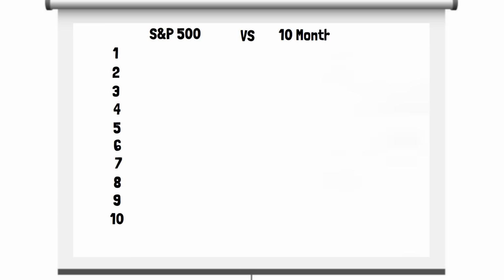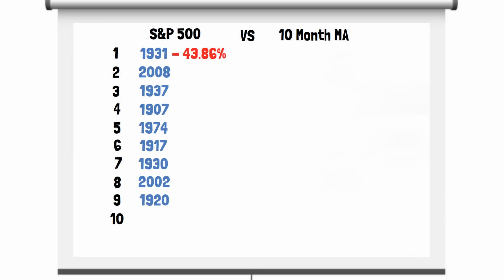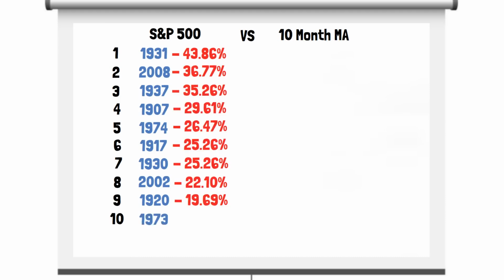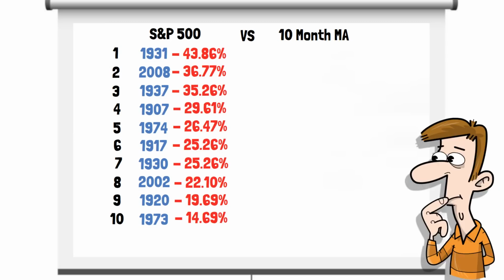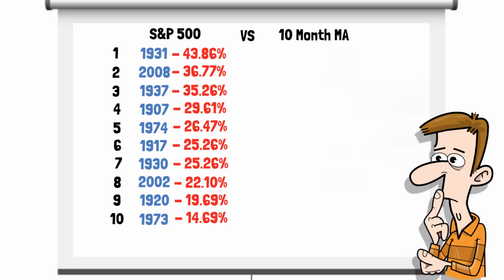Let's look at the worst 10 years for the S&P throughout the 110 years and compare against the 10-month timing approach. Starting with the worst year in 1931, which had a loss of over 43%, through to the 10th worst year in 1973 at a loss of almost 15%. Seeing these losses in your portfolio would have been difficult to manage emotionally.